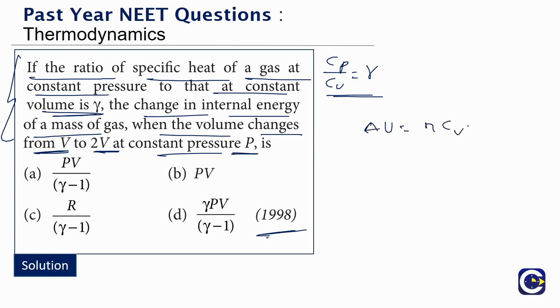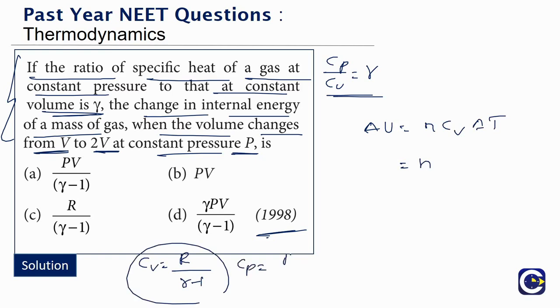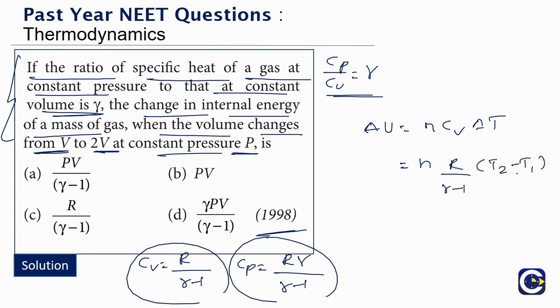Okay, so what is the delta U actually for any ideal gas? Delta U is nCv delta T, correct? Cv is what? Already we have seen. Cv in terms of gamma is R by gamma minus 1. Though it is not required here, what is the Cp value? R gamma by gamma minus 1. Okay. So Cv is R by gamma minus 1 into delta T. Delta T means final temperature T2 minus initial temperature T1.